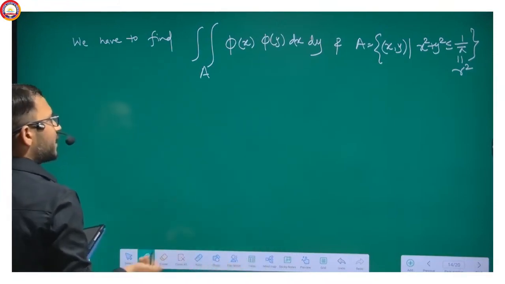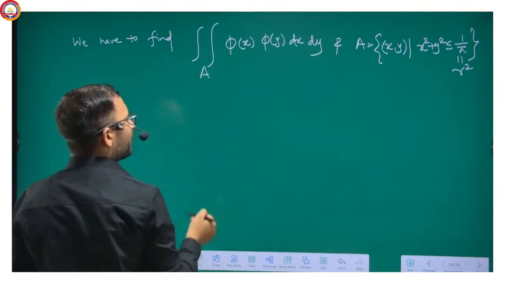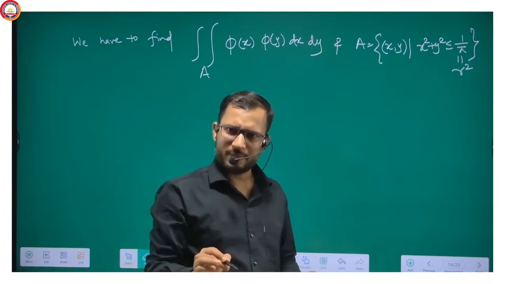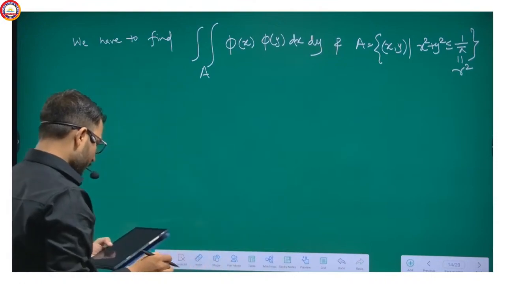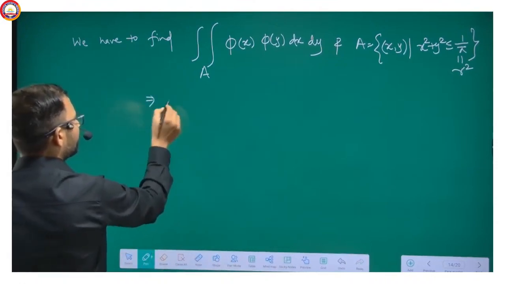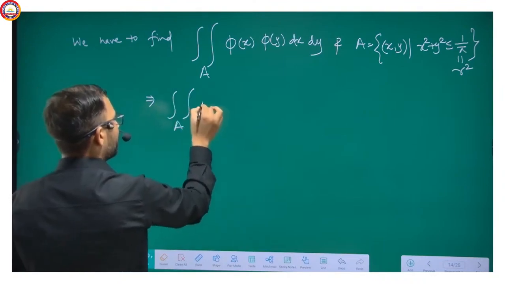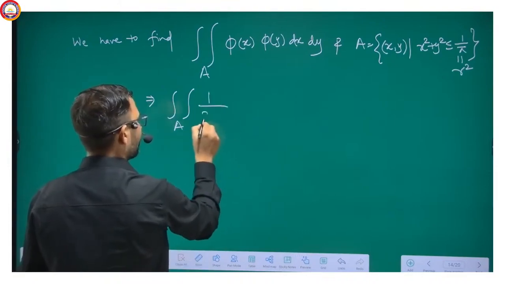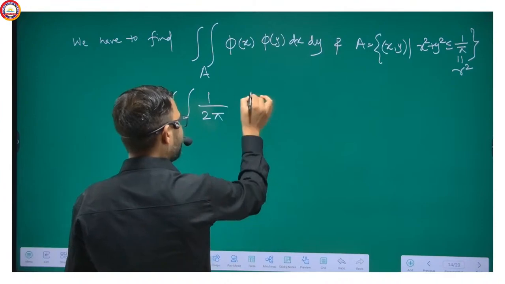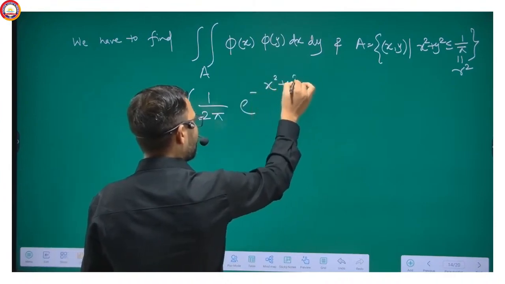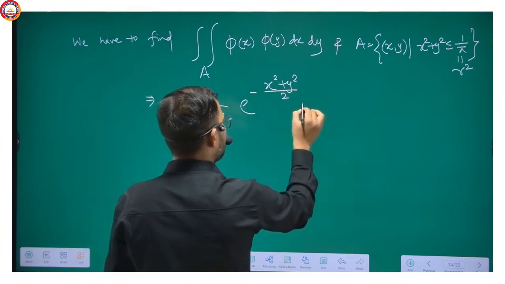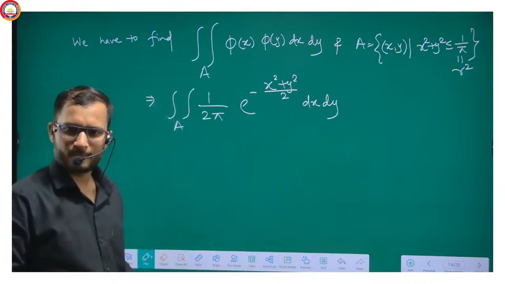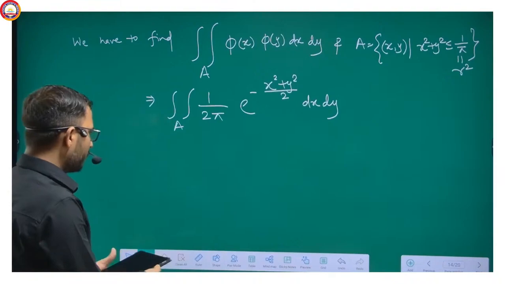Now, let us transform it. Because phi x is 1 by root 2 pi e to the power minus x squared by 2, and phi y is 1 by root 2 pi e to the power minus y squared by 2, it will be something like the integration over A of 1 by 2 pi e to the power minus (x squared plus y squared) by 2 dx dy. This we have to find out. Getting my point?